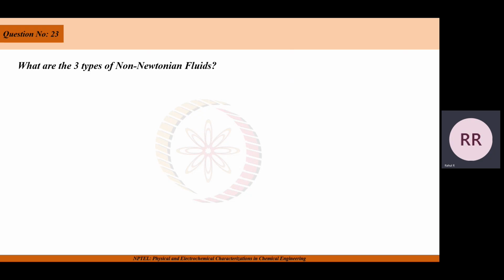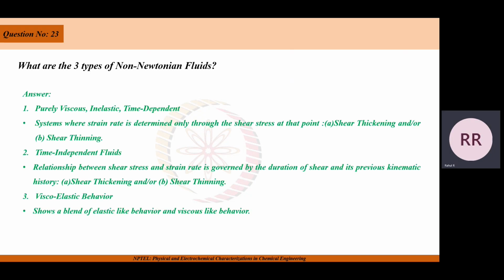The answer to this question is: the first one is purely viscous, inelastic, and time independent. So the first type is purely viscous, inelastic, and time independent. It actually means the system where shear rate is determined only through shear stress at that point. That is shear thickening or shear thinning. The first type is the system where the strain rate is determined only through the shear stress at that point.